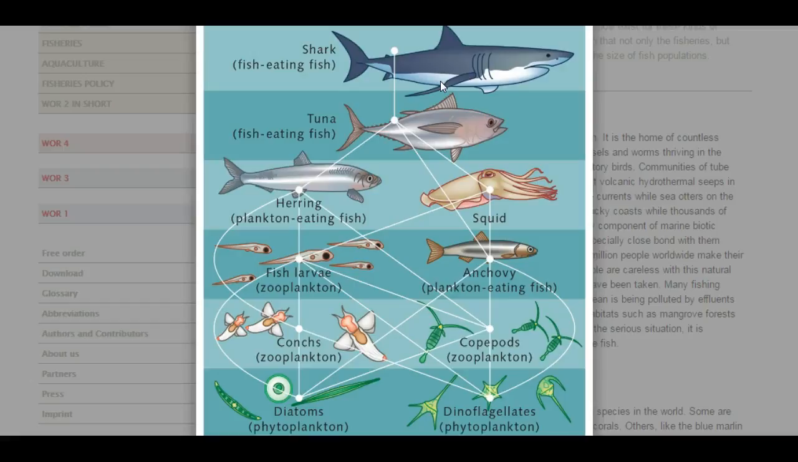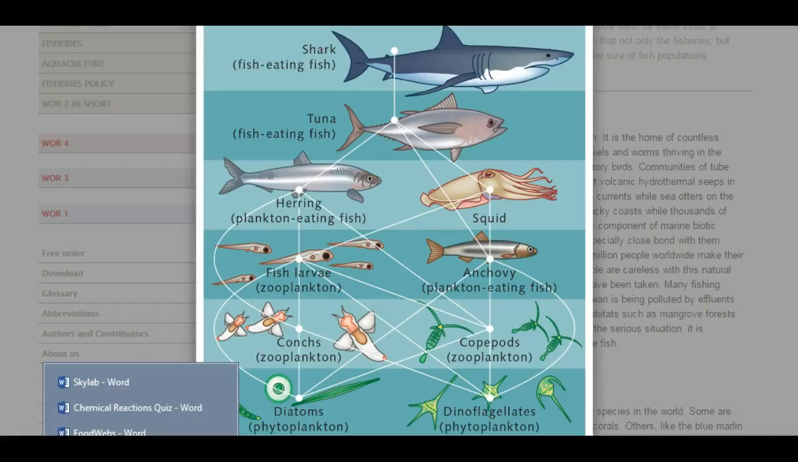And what I want you to notice about this, and we'll go back to the notes, is that many of these organisms eat multiple things. So like this herring can eat the fish larvae, zooplankton. They can eat copepods, which are also zooplankton. But they can also eat diatoms and conches and all those kinds of things. So some organisms are omnivores, and some organisms also eat multiple things within an ecosystem. This is more like a food web. Okay? It shows all the relationships that exist.